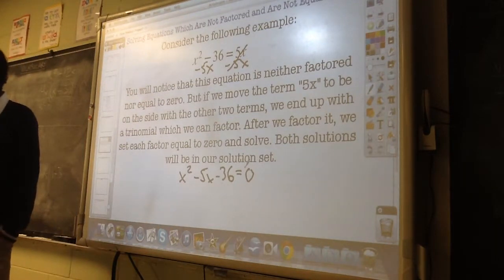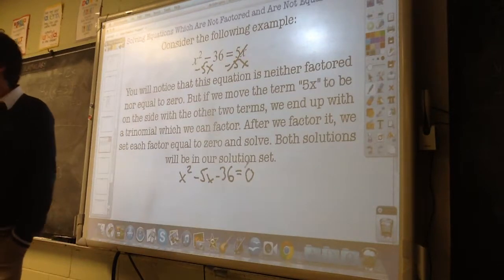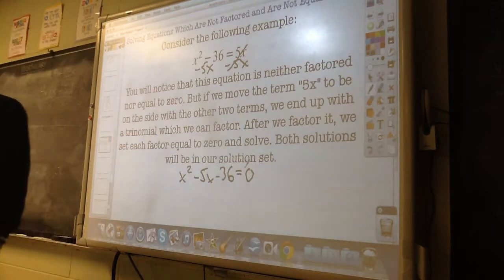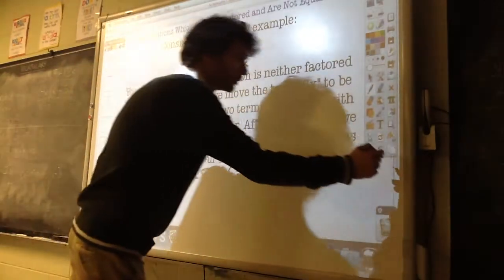Is there a GCF? No. Is it a difference of squares? No. Is it a quadratic trinomial? Yes, it is. And so we know how to factor that.